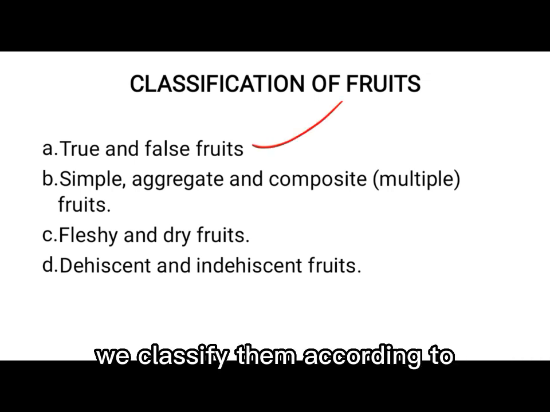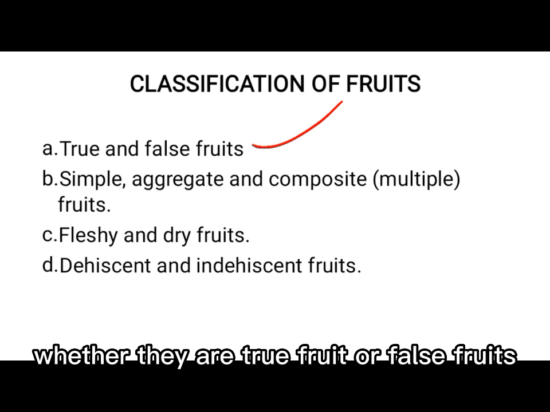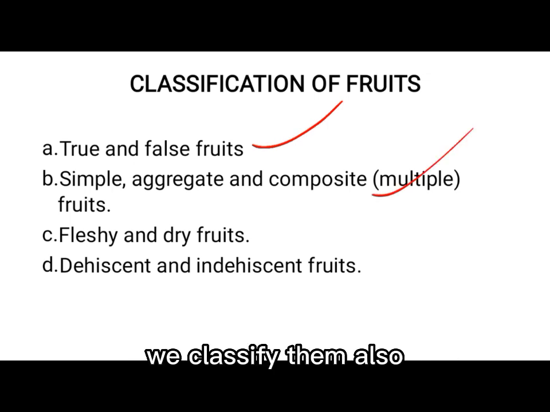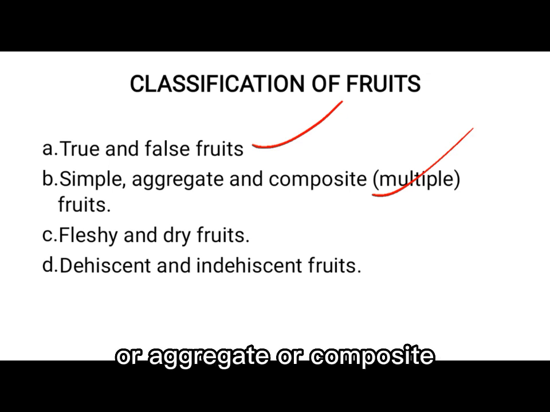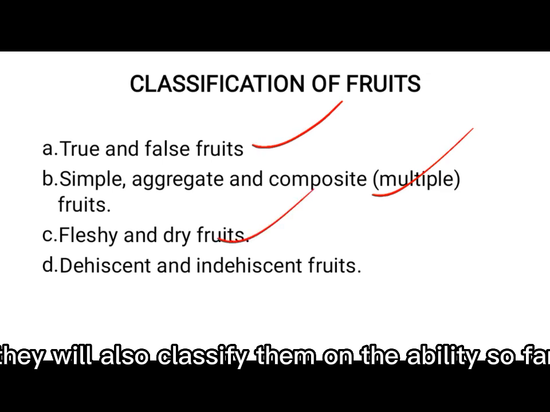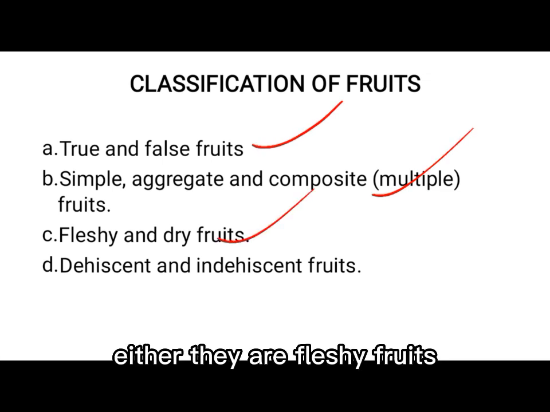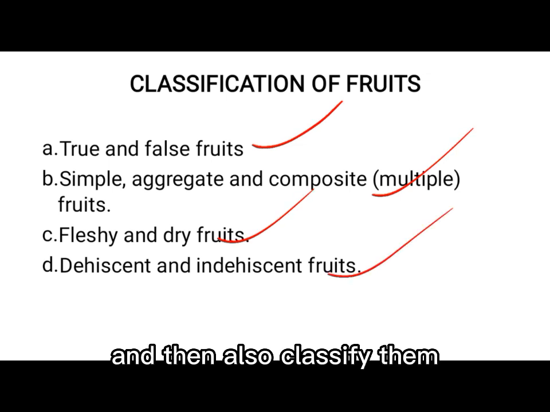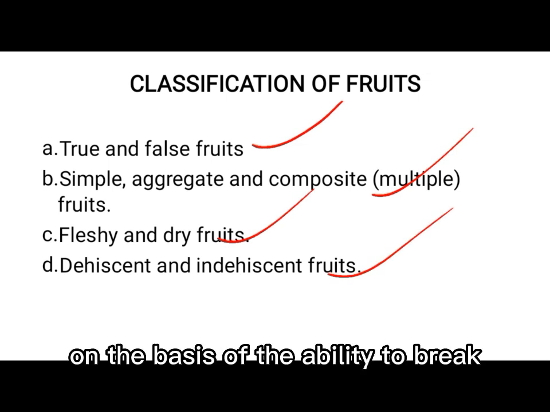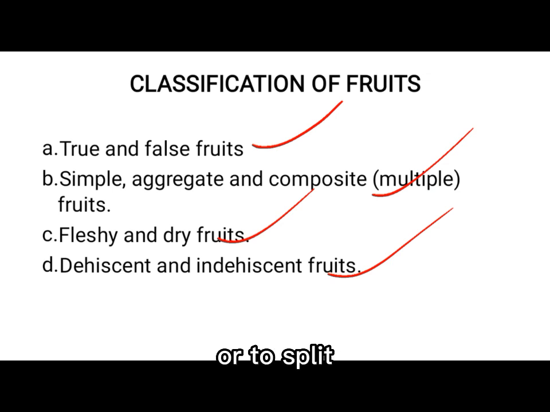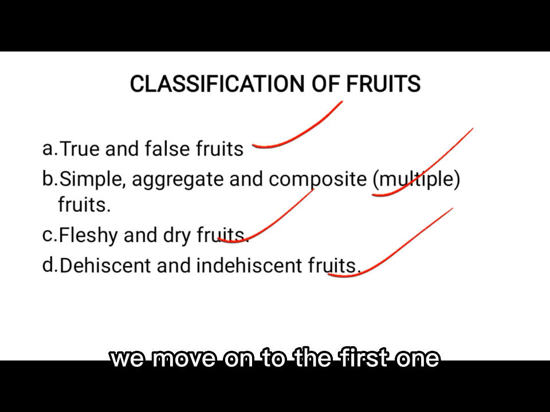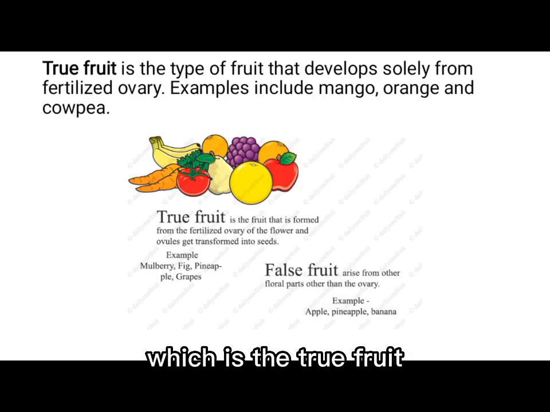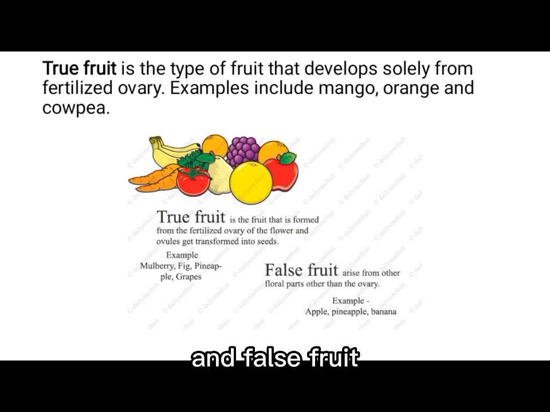We classify them according to whether they are true fruit or false fruit. We classify them also on the basis of whether they are simple, aggregate, or composite. We also classify them on the basis of whether they are fleshy fruit or dry fruit, and then also on the basis of their ability to split when they are dry. We call those dehiscent and indehiscent fruits. So we move on to the first one, which is true fruit and false fruit.